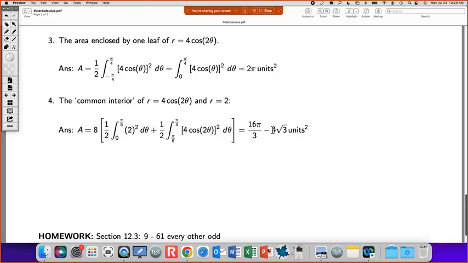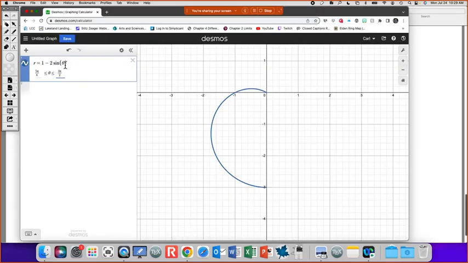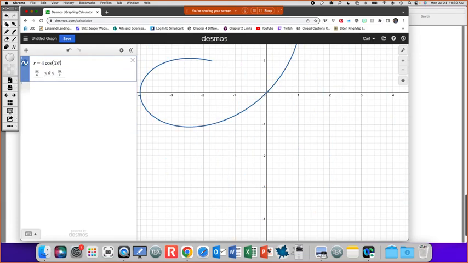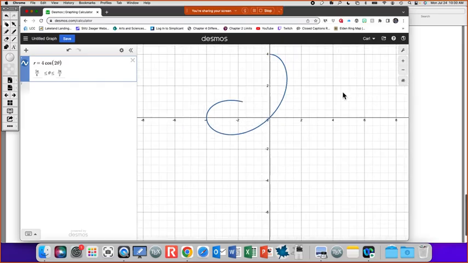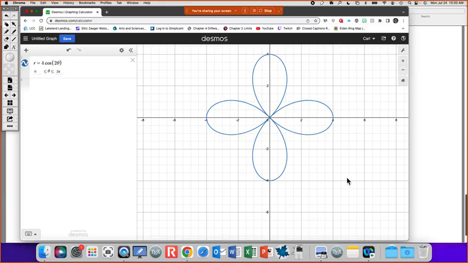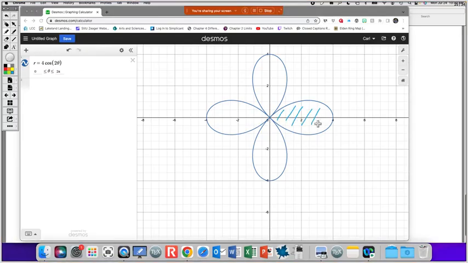All right, let's take a look at the area enclosed by one leaf of r equals 4 cosine 2 theta. So first off, let's graph it. What do they mean by one leaf? Let's go 0 to 2 pi and see if that gives us what we need. There it is. Ah, there you go. Do you see what they mean by one leaf? Right? So we've got to figure out what's going to generate that.